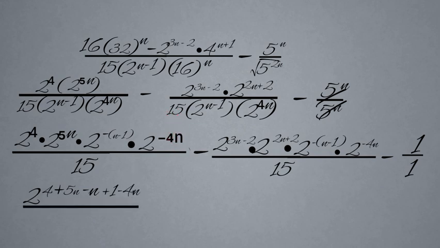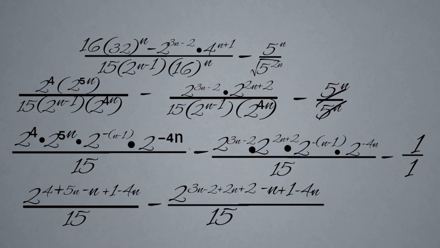Then all divided by 15 minus, you do the same thing, pick one of the 2. We have 2 to the power of 3n minus 2 plus 2n plus 2. Then minus times n will give you minus n. Minus times minus 1 will give you plus 1. Then minus 4n. All divided by 15 minus 1 over 1.